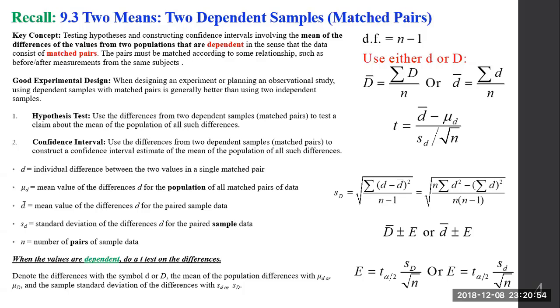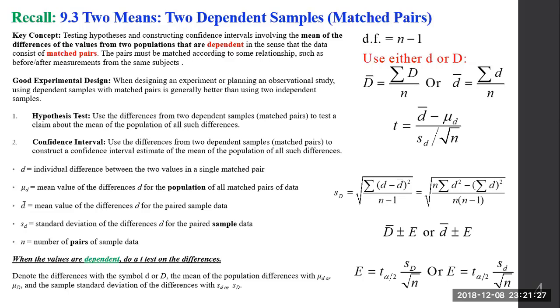The standard deviation uses the same formula used in the first few chapters. The summation of x minus x bar quantity squared now changes to d minus d bar quantity squared over n minus 1, or the second formula that many times people find easier for the sake of calculation, the square root of n times the summation of d squared minus the quantity summation of d squared, over n times n minus 1.